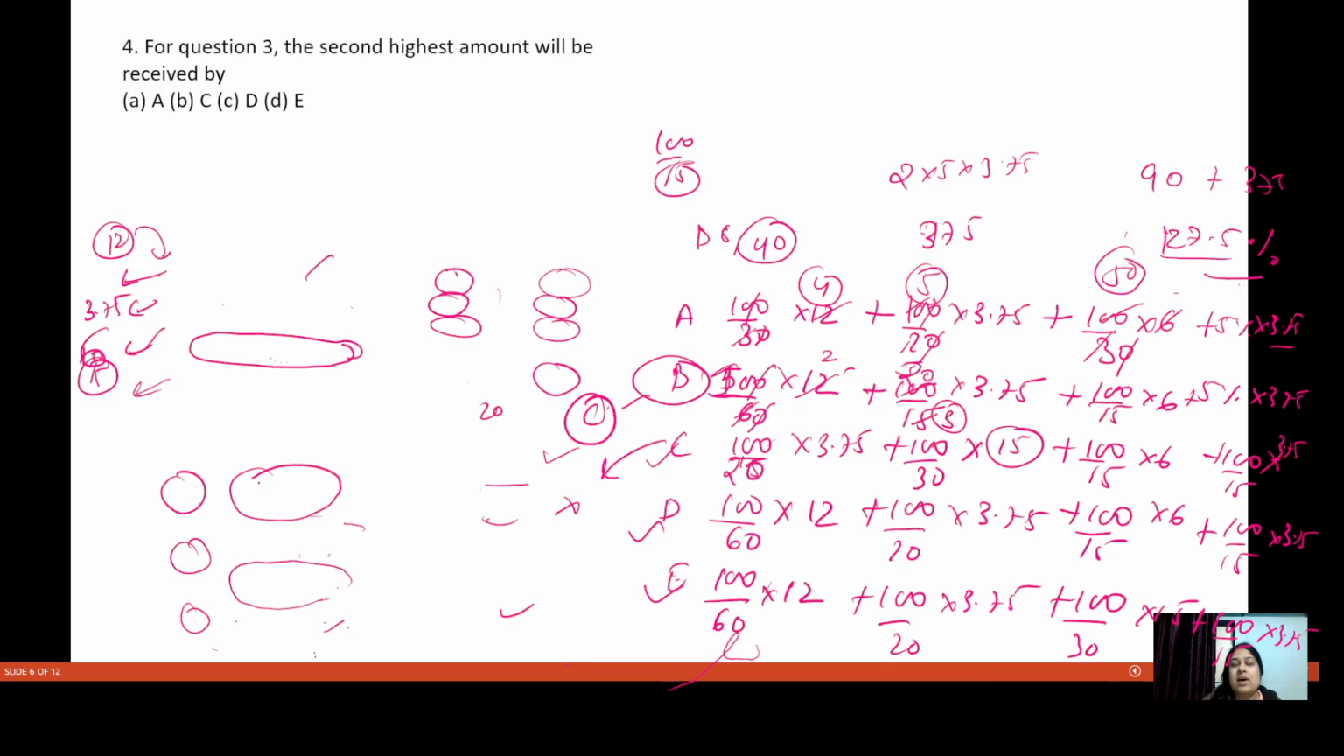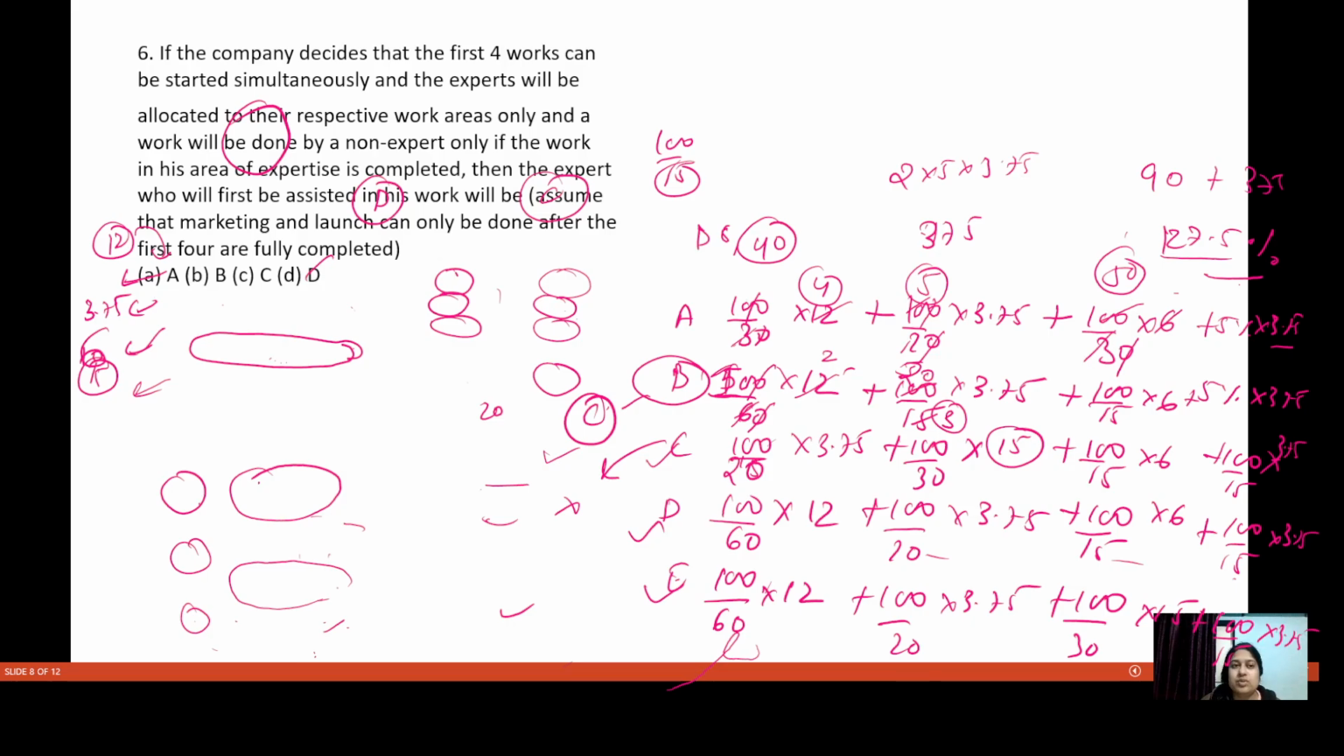Now for question number 3, it is asking for the second highest amount. We will already calculate who is doing the maximum amount of the work. When I calculated, I got C doing the maximum amount of the work. This calculation only you have to do. Then when you do the calculation, you will see that D will do the second highest amount of the work. The same calculation, calculate all of this and you will get your answer.